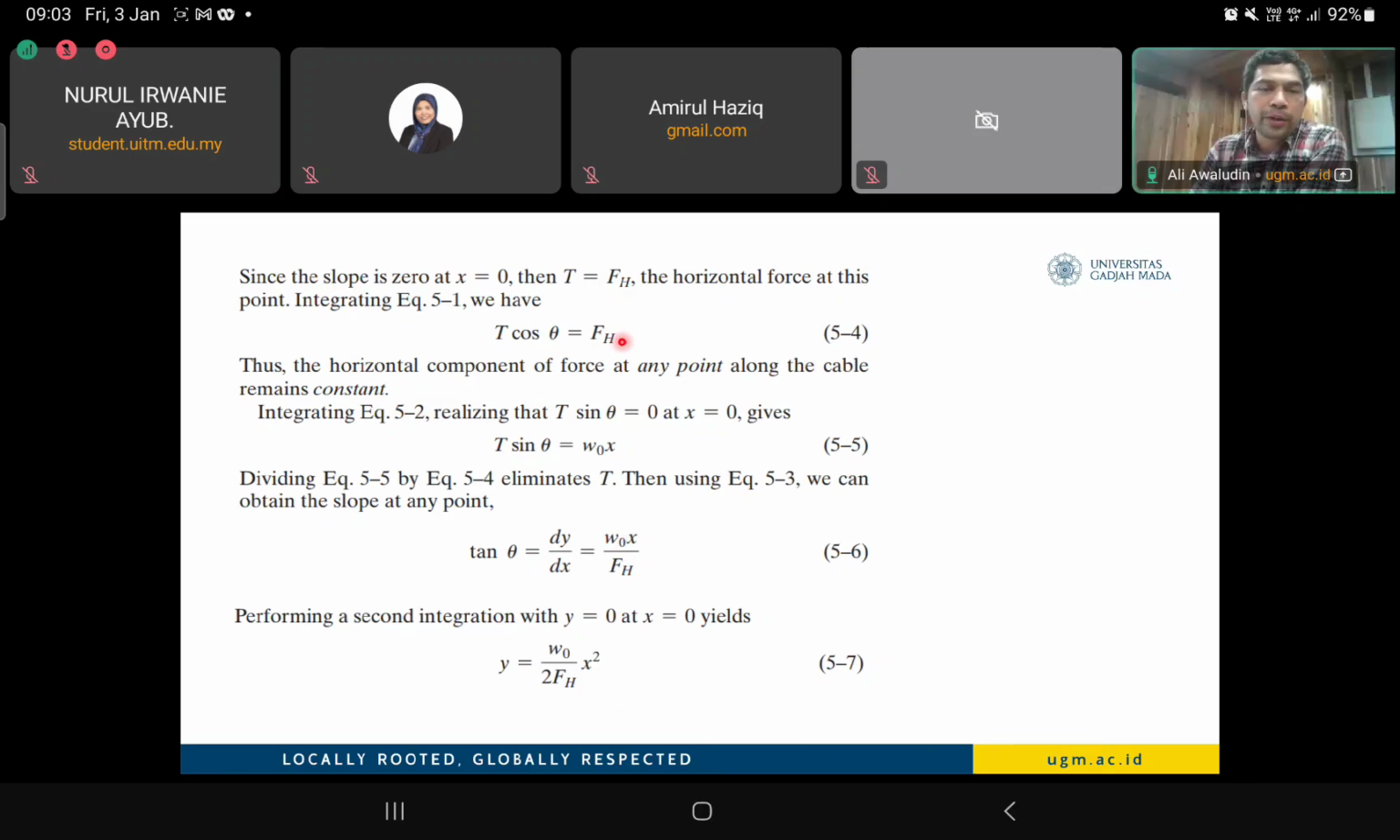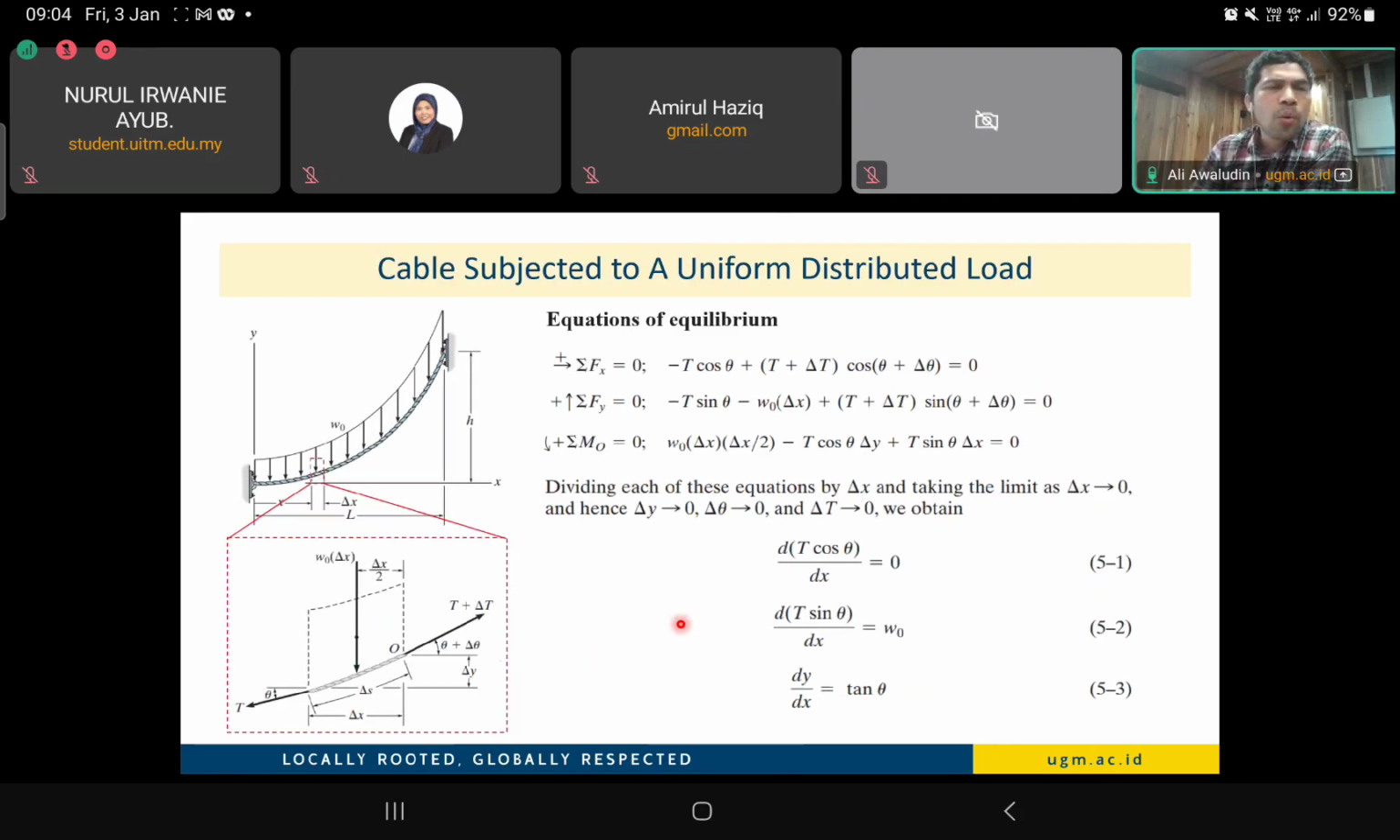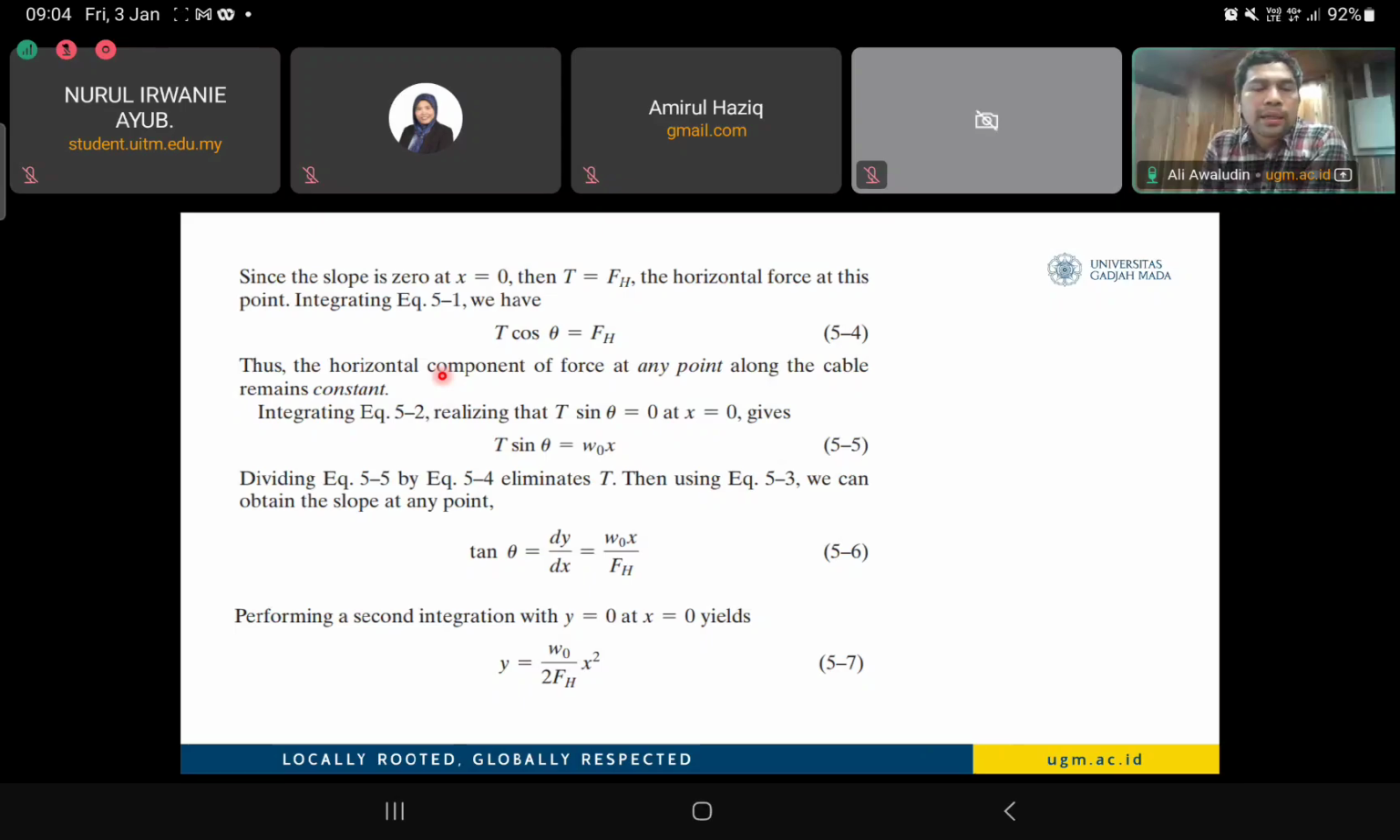And finally, we can sum up with y equal to the equation in 5.7, the deformation of this cable. Y is the deformation, the sagging of this cable due to the distributed loading, equal to W0 divided by 2FH multiplied by x squared. So it becomes a parabolic function. The sagging of this cable is parabolic, not straight, because we have the uniformly distributed load equal to W0.